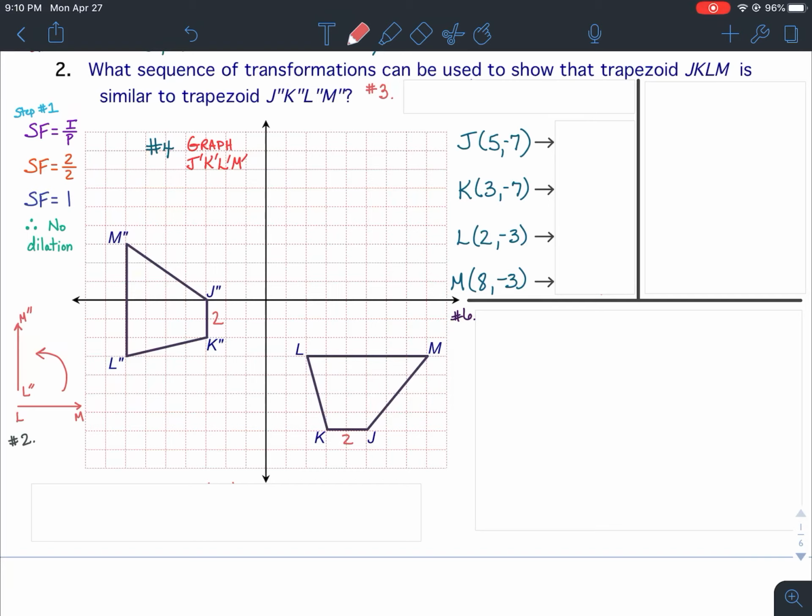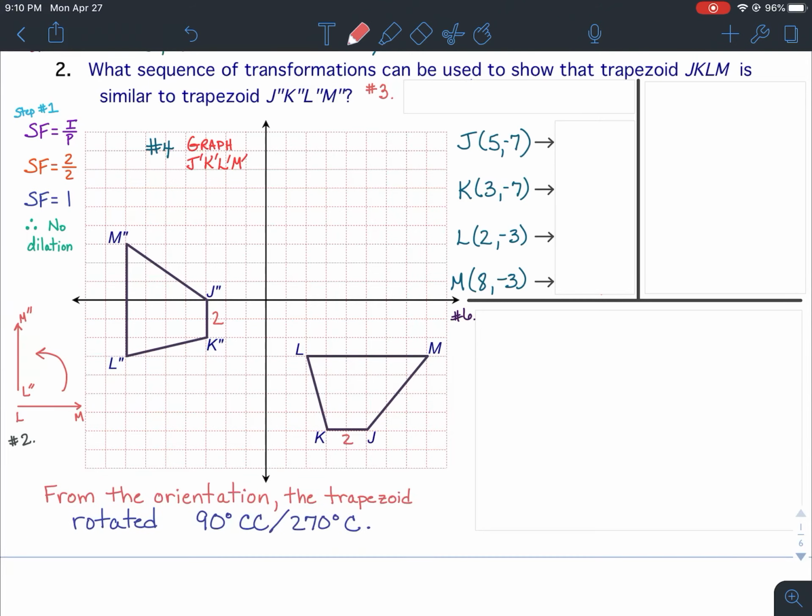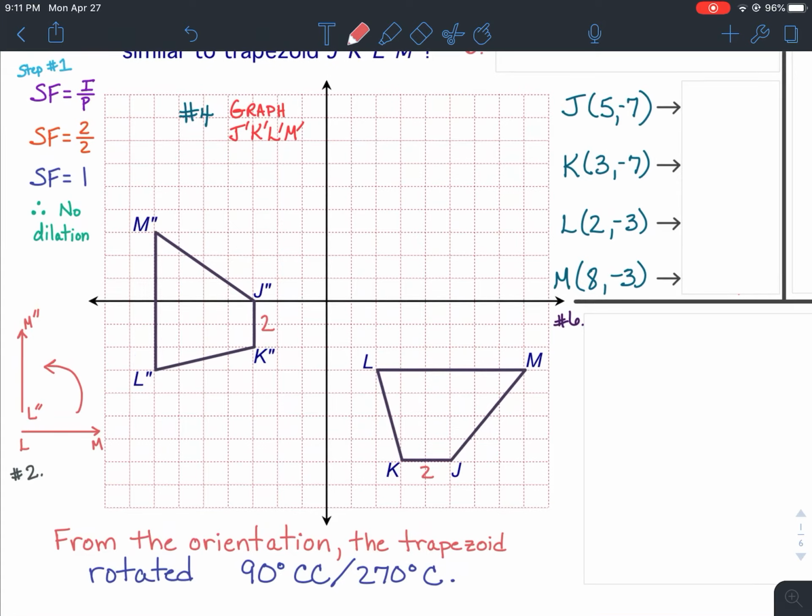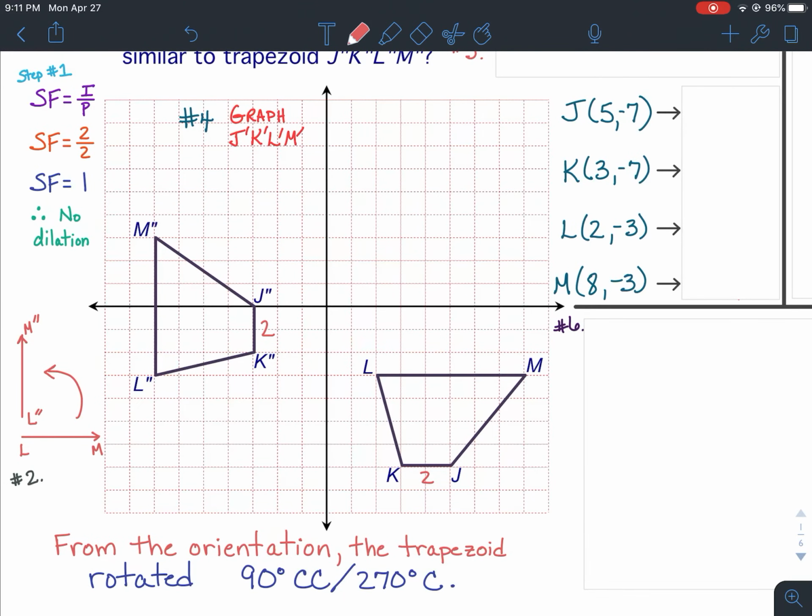If I look at how it turns, M went up that direction. So by looking at the orientation, I know that the trapezoid rotated 90 degrees counterclockwise, which is the same thing as 270 degrees clockwise. Take a moment, get step 1 and step 2 copied down now. Pause your video to do so.